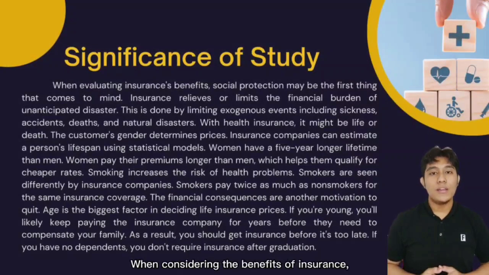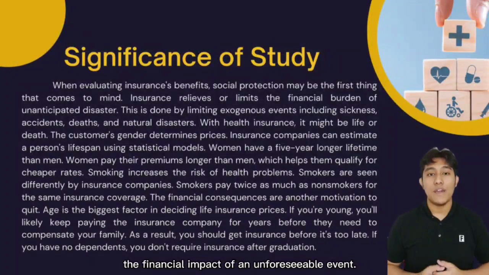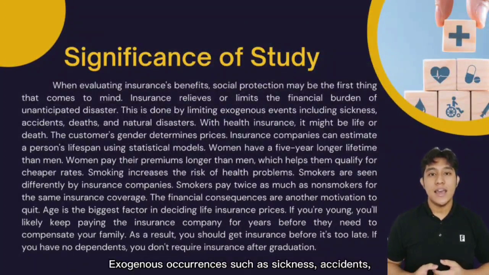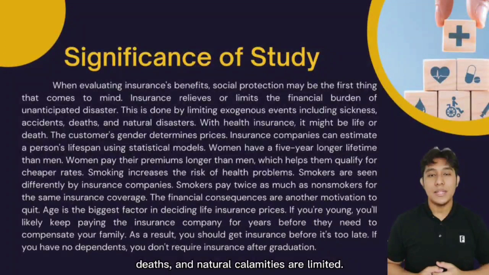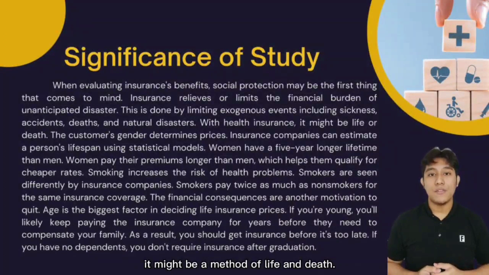Significance of study. When considering the benefits of insurance, Social Security may be the first thing that springs to mind. Insurance alleviates or reduces the financial impact of an unforeseeable event. Exogenous occurrences such as sickness, accidents, death, and natural calamities are limited. When it comes to health insurance, it might be a matter of life and death.